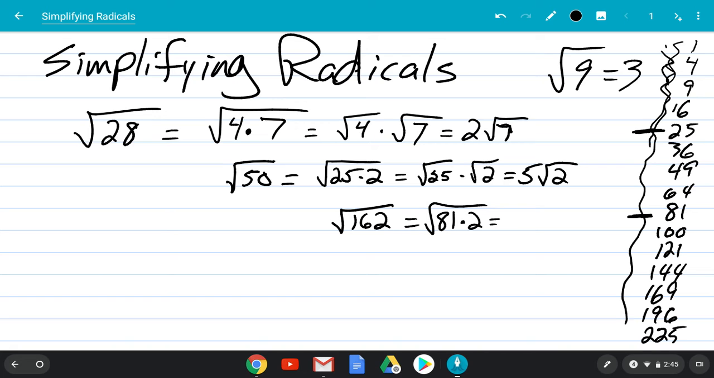So the square root of 162 is the same thing as saying the square root of 81 times the square root of 2. Well, we already know and have said multiple times, square root of 81 is 9. So that's 9 times the square root of 2. So there's one method for simplifying radicals, and I hope you like that method. And I have always liked that method, but I want to show you one more because not everybody likes that particular method. Here is the second method.